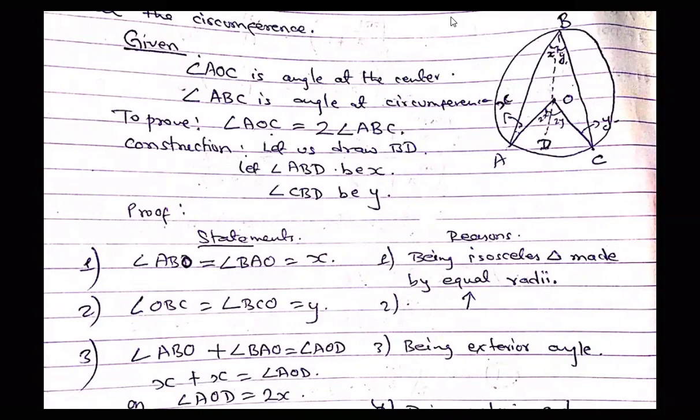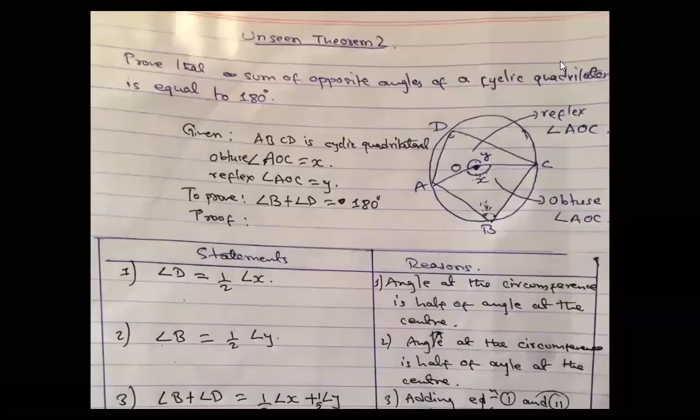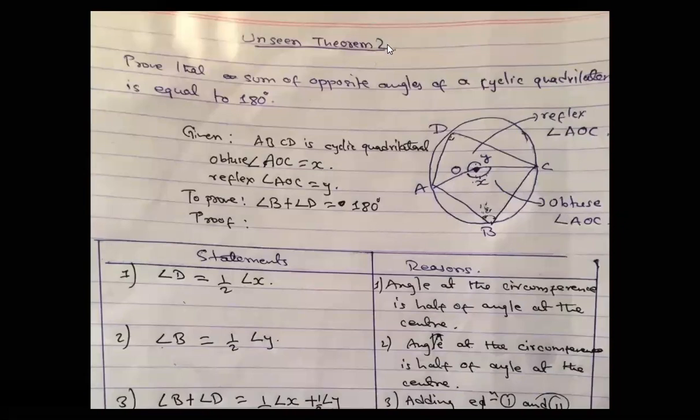So this is one of the theorems. Okay, so let us continue with theorem number two. This theorem also we have done in experiment 25. Look, the sum of opposite angles. If we make a quadrilateral whose vertices are touching the same circumference, 1, 2, 3, 4, they are touching the circumference.